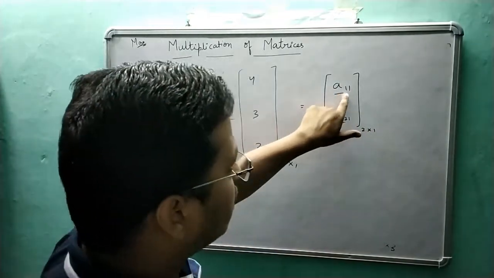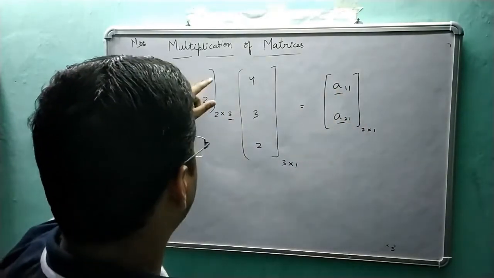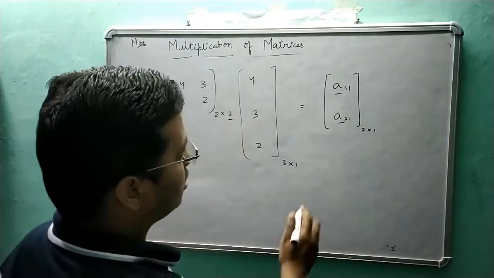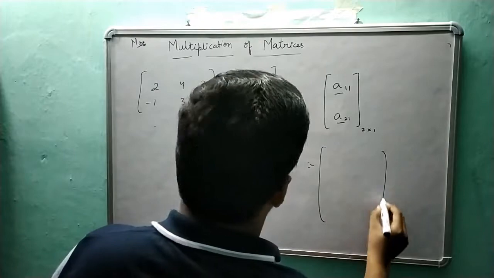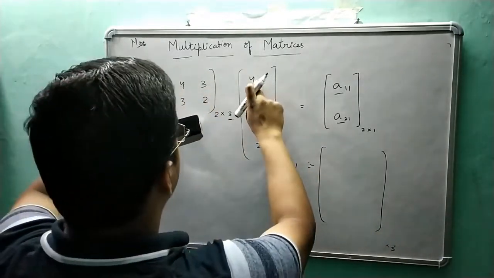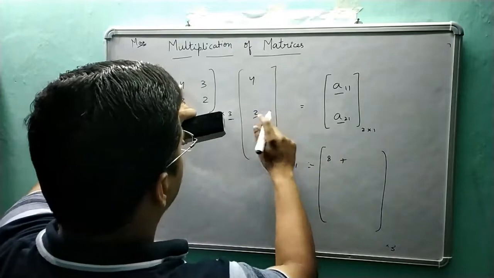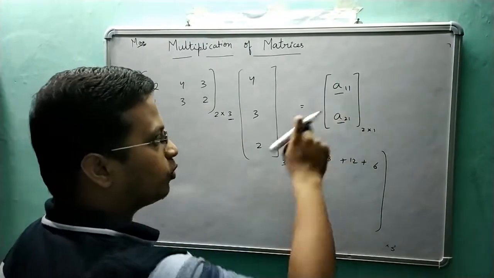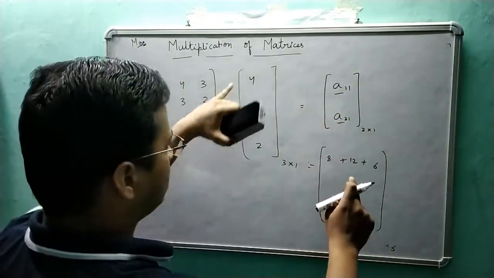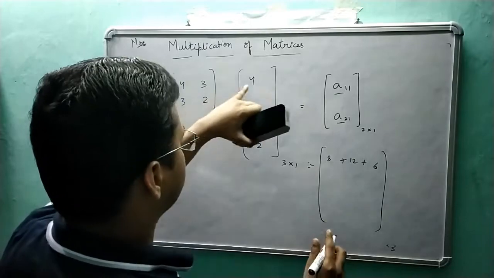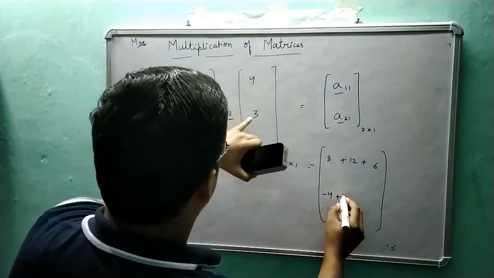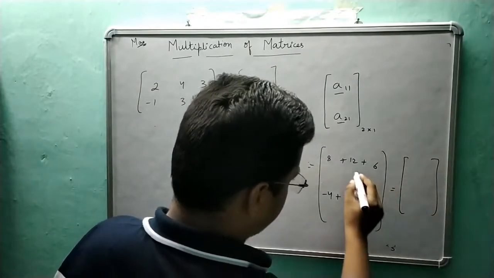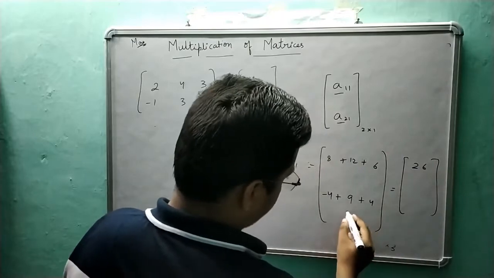Now how to get A11? 1 means first row of the first matrix into first column of the second one. So first row, first column. So 2 into 4 is 8, 4 into 3 is 12, 3 into 2 is 6. Similarly A21, 2 means second row and 1 means first column. So minus 1 into 4 is minus 4, 3 into 3 is 9, 2 into 2 is 4. So our result is 26 and 9.